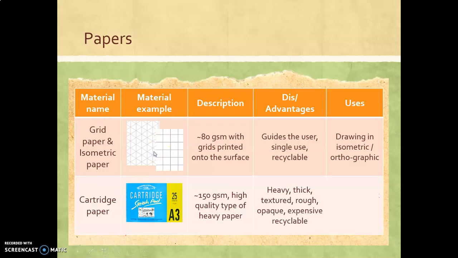Next we go to watercolour paper. It is a heavy, thick, textured paper. It's opaque and it is expensive, so we don't like to use that too often, but it is recyclable. It's used for sketching, artwork, and it takes watercolour exceptionally well.